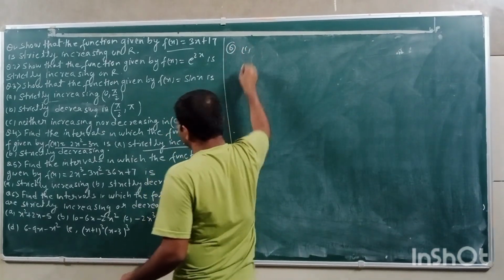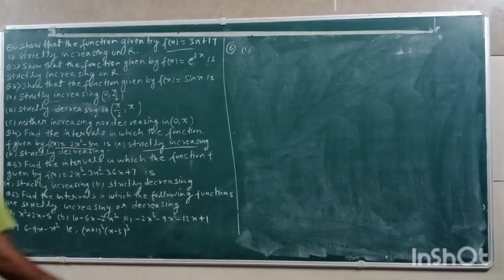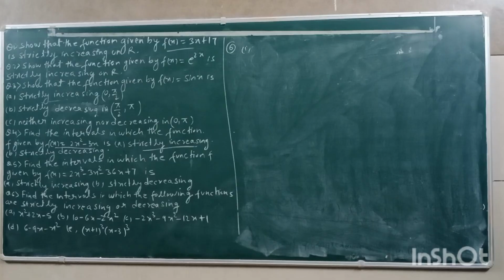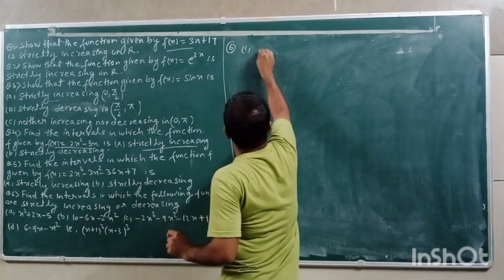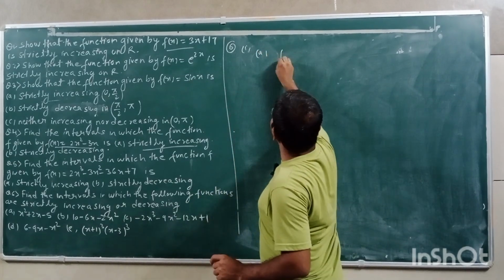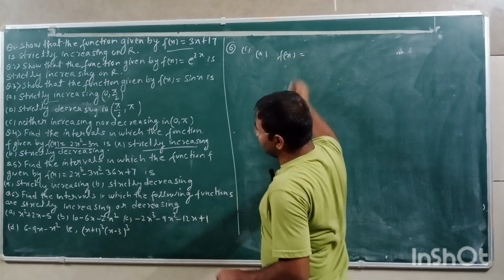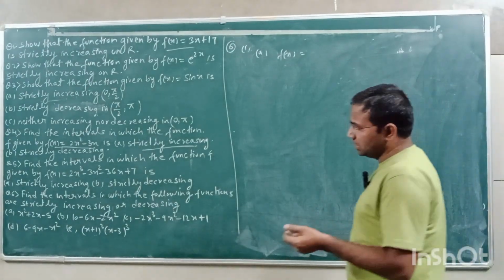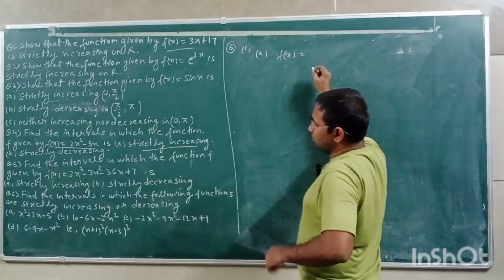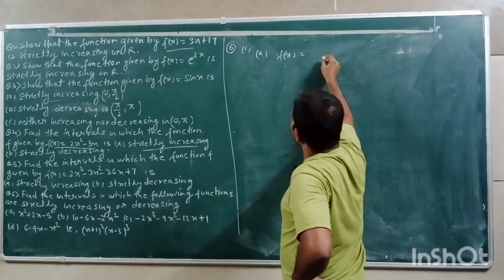In question number 6, 5 questions are there, A, B, C, D, E. We have to find the interval in which the following functions are increasing or decreasing. Okay, so let us see A. If a quadratic equation is there, then 2 intervals will come, and if cubic is there, then 3 intervals will come. So let us see what will come.